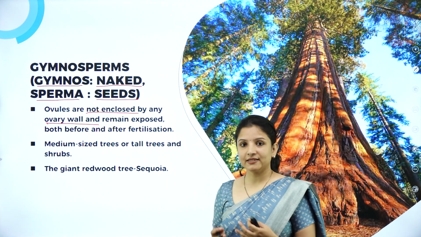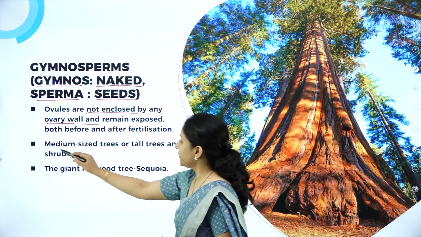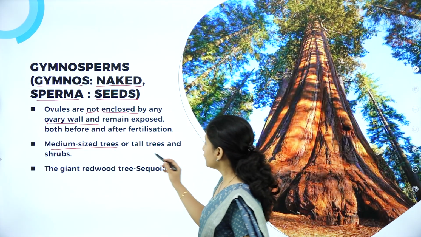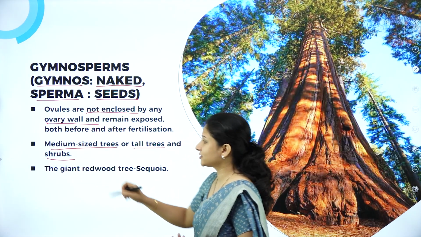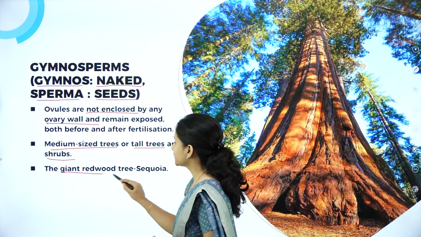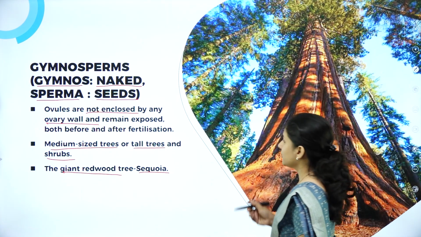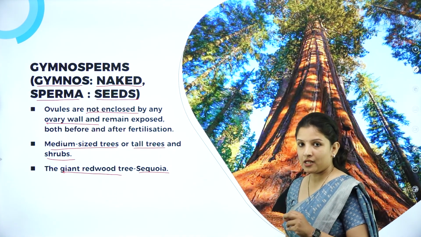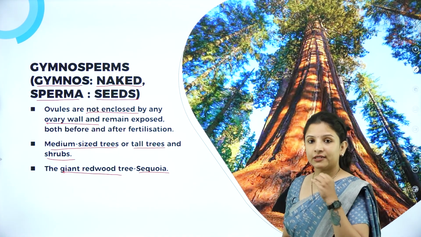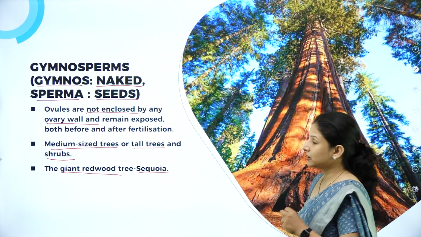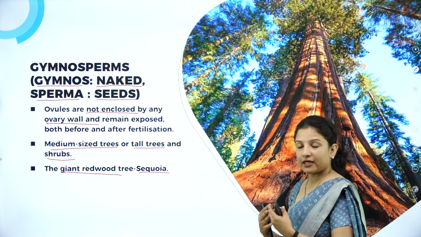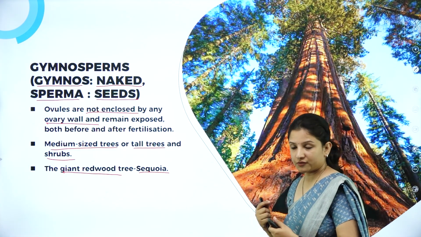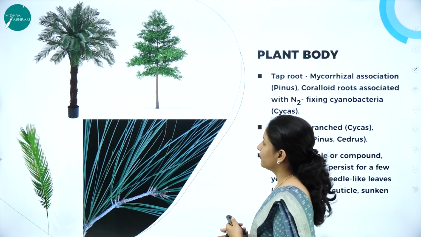And talking about their size, they can be of varying sizes, ranging from medium sized trees like Pinus and Cycas, to tall trees and shrubs. The tallest tree is the giant redwood tree, which is called the Sequoia tree. The Sequoia tree is the tallest gymnosperm tree standing on the planet today, and one of the oldest, found in one of the national parks. Some national parks have dedicated themselves to growing and safeguarding these giant gymnosperm trees. So this is about their body structure.